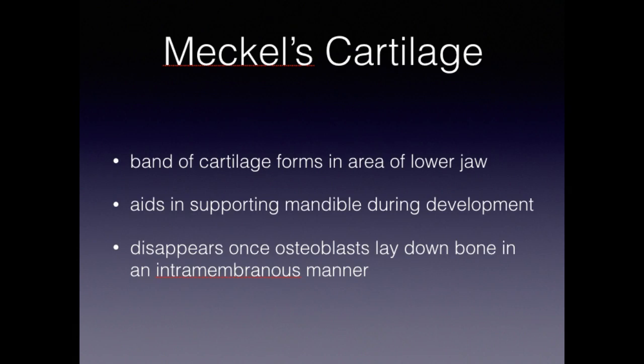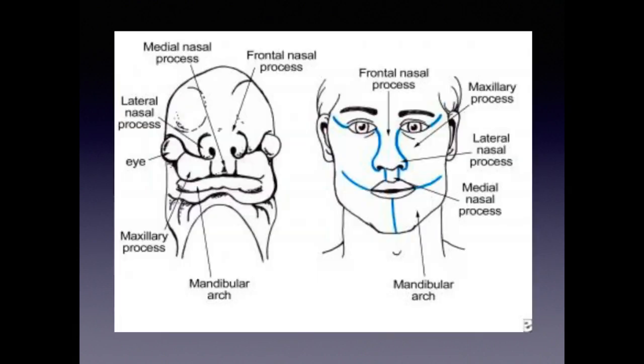The mandible itself doesn't develop in an endochondral way, although we used to think that it did because Meckel's cartilage was there. But it does form mainly in an intramembranous fashion. So the development of the face has taken place. We've seen all of these components.